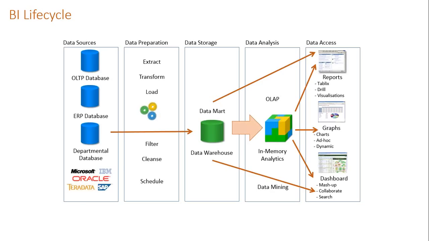We do an ETL or an ELT, extract, transform, and load, or extract, load, and transform, in order to filter, cleanse, and do it on a scheduled basis so that we are always up to date with the OLTP system. Then we build a data warehouse, which is again another database consisting of aggregate information along with the lower level information. Sometimes we also create data marts, and this is optional.